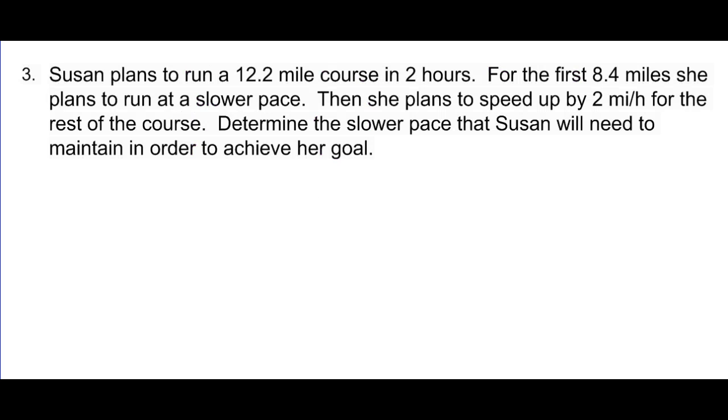Susan plans to run a 12.2-mile course in 2 hours for an average speed of 6.1 miles per hour. For the first 8.4 miles, she plans to run at a slower pace. Then she plans to speed up by 2 miles per hour for the rest of the course. Determine the slower pace that Susan will need to maintain in order to achieve her goal.